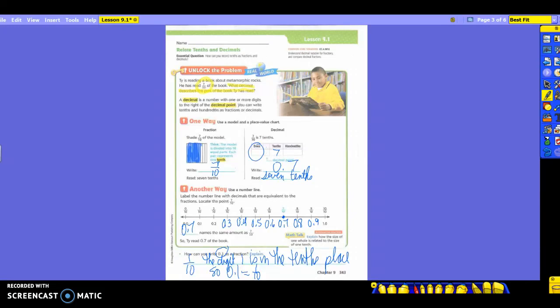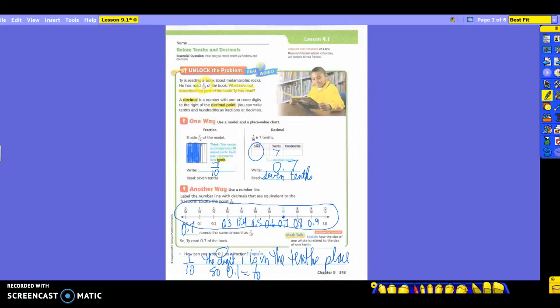Talk about this little thing down here with the math talk. It says explain how the size of one whole is related to the size of 1/10. Your one whole is this whole thing, right? So that means that it is 10 times what 1/10 is. Correct? And you can look up here. It says the digit 1 is in the 10th place, so 0.1, which is the same thing as a 10th, is equal to 1/10.